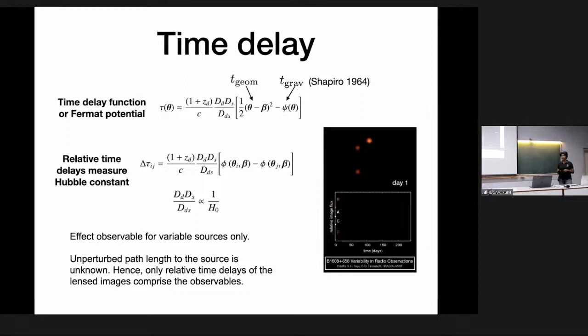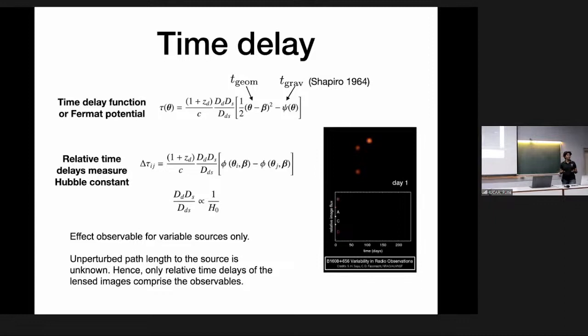Another very interesting application of this particular observable is through the measurement of these time delays, which are related to the potential of the system, and also the redshifts and the distances between us and the lens and the source, right? Because of these dependences, we can measure the time delays, and if we measure the redshifts and model the lens system, then we can get constraints on some of the cosmological parameters like the Hubble constant.